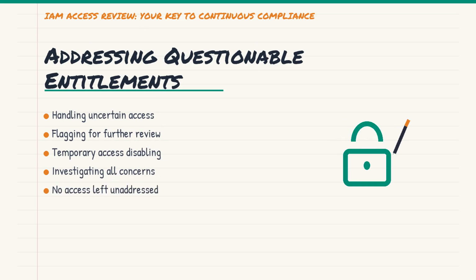Maybe the reviewer isn't 100% sure if it's still needed, or there's a slight concern about it. In these cases, we might need further reviews, perhaps by a more senior person or a specialist. Or, we might temporarily disable the access while we investigate. The point is, we don't just ignore it. We have a process to flag these uncertainties and ensure they are properly addressed before they become a security incident.